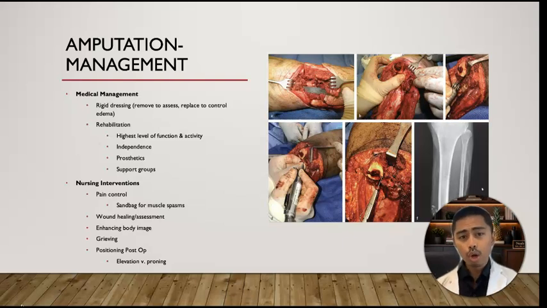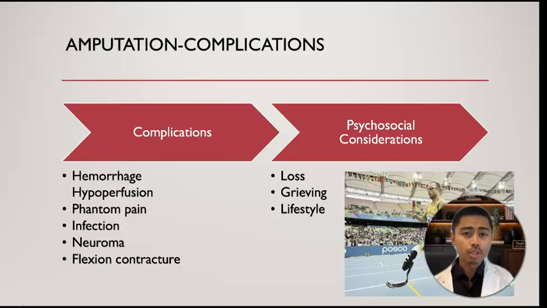One important thing to know is that phantom limb pain is real neuropathic pain. So why is prone positioning sometimes ordered after lower extremity amputation? Well, it's to help prevent hip flexion contractures. Now moving on to some of the complications that can happen, we can have hemorrhage, hypoperfusion, phantom pain, infection, neuroma, flexion contracture. With hemorrhage, we want to make sure we monitor the vitals and dressing saturation.